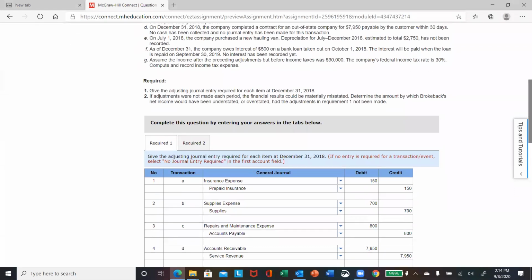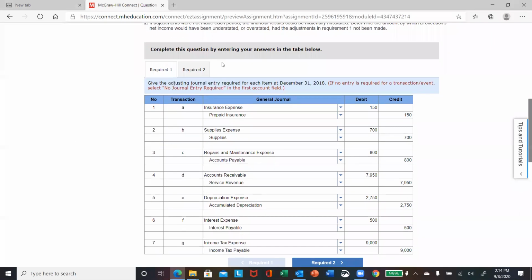All right, letter G. Assume we've got income of $30,000, tax rate 30%. So you just take that 30% times that 30,000, so $9 grand. And so what you'll have is debit income tax expense and then credit income tax payable. So that would take care of the adjustments that you would have to record and then post.